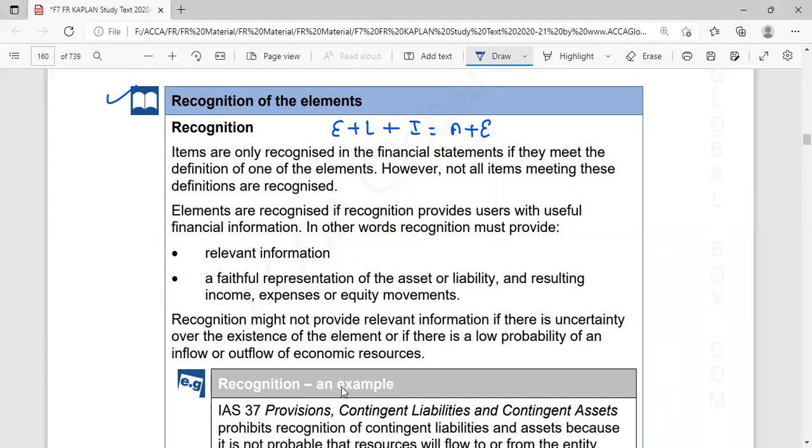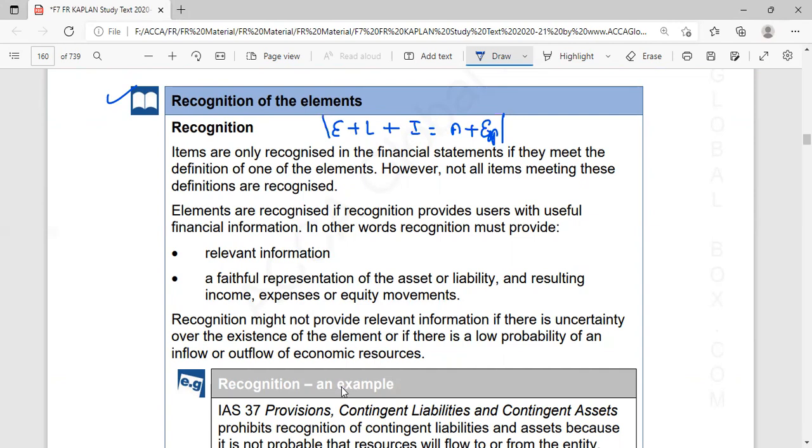So how do we recognize all these things on the face of the financial statement? How do we recognize the expense, and how do we recognize the income? When it meets the definition and recognition criteria of income. Income is an increase in asset or a decrease in liability, which leads to an increase in capital. If any item meets the definition criteria of income, we recognize it as income.